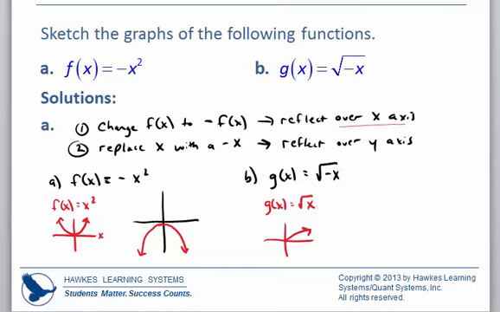It appears that at some point they erased the x, and in place of that, they put a negative x. So this should be a reflection over the y-axis. Let's draw that graph. We're going to reflect it over the y-axis, so it's going to come back in this direction.